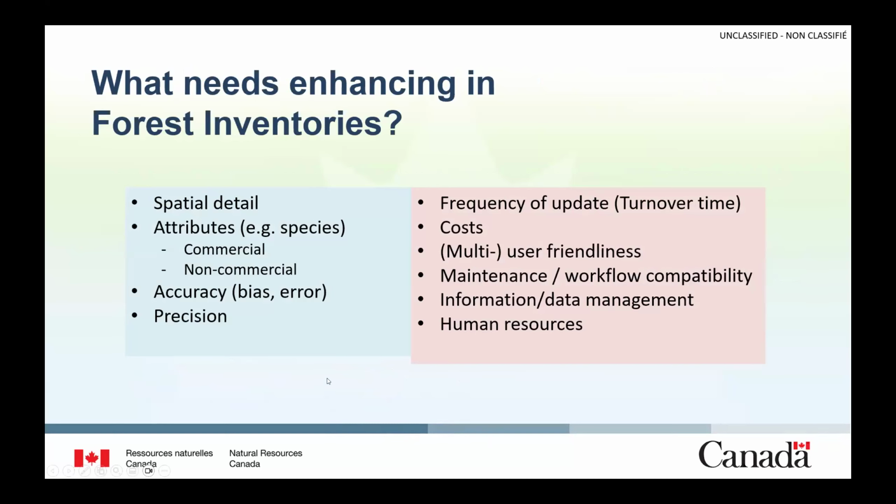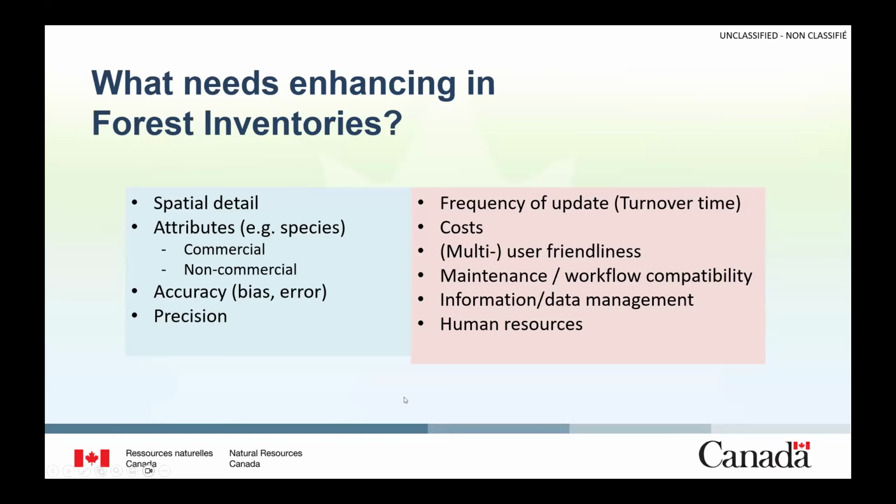So moving from polygon level estimates of general commercial species composition volumes to more precise individual tree characterizations, but at a large scale, so that we know exactly how many trees there are with particular economic or ecosystem values. Is this tree good for a log? Does it have good fiber? Is it good for wildlife habitat?